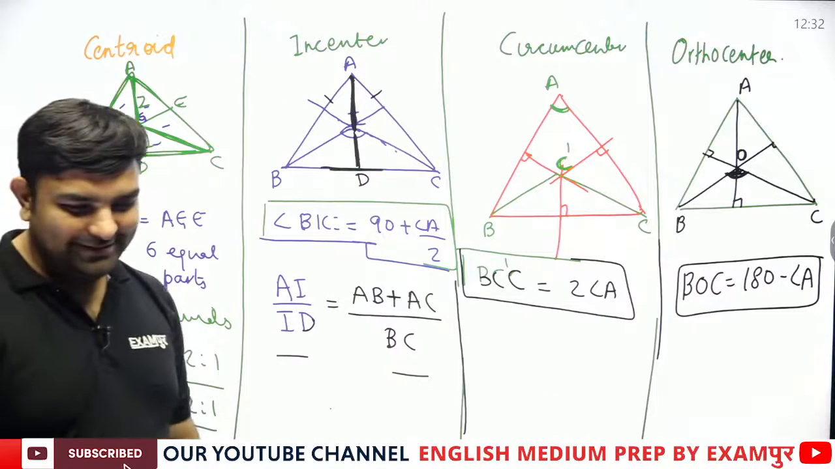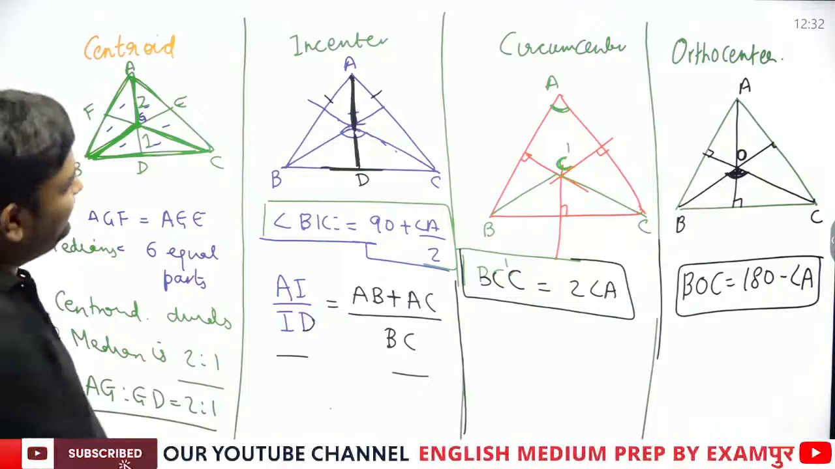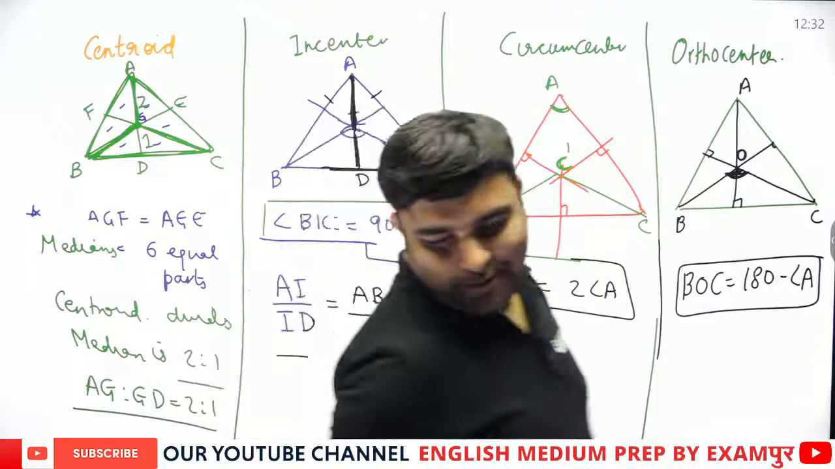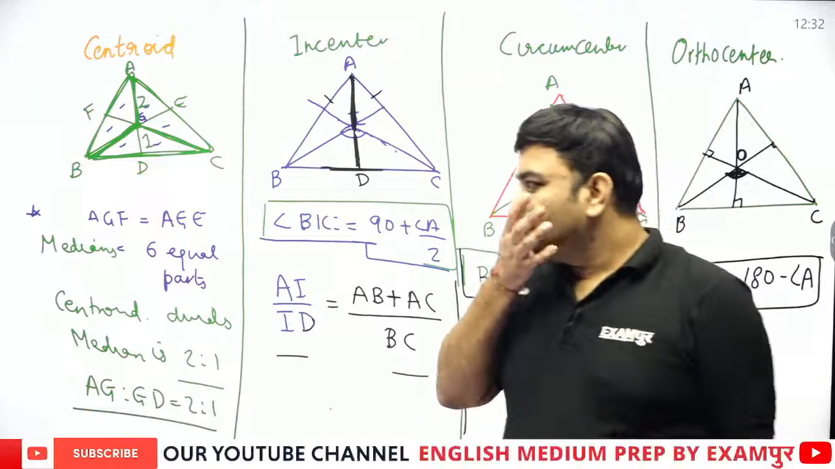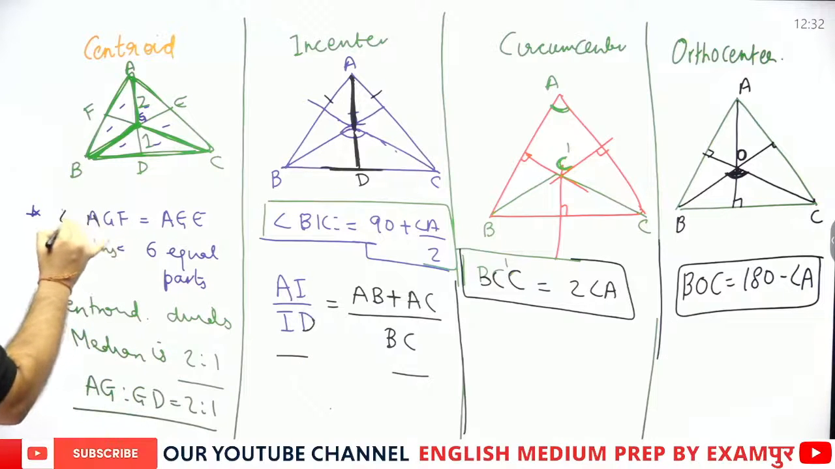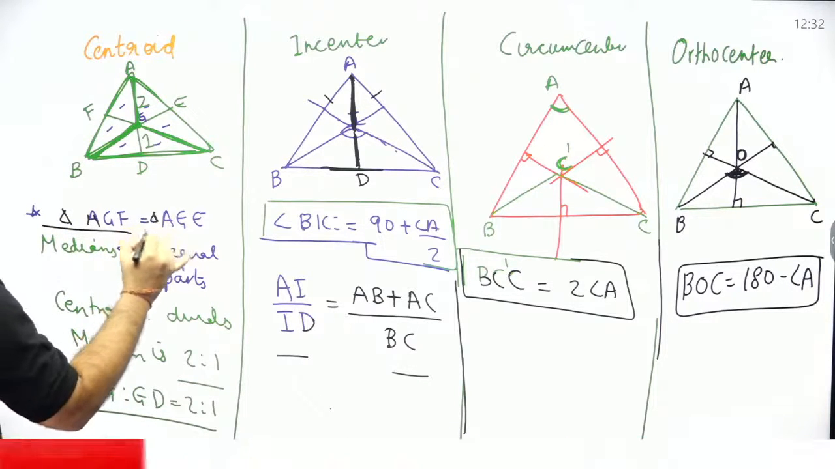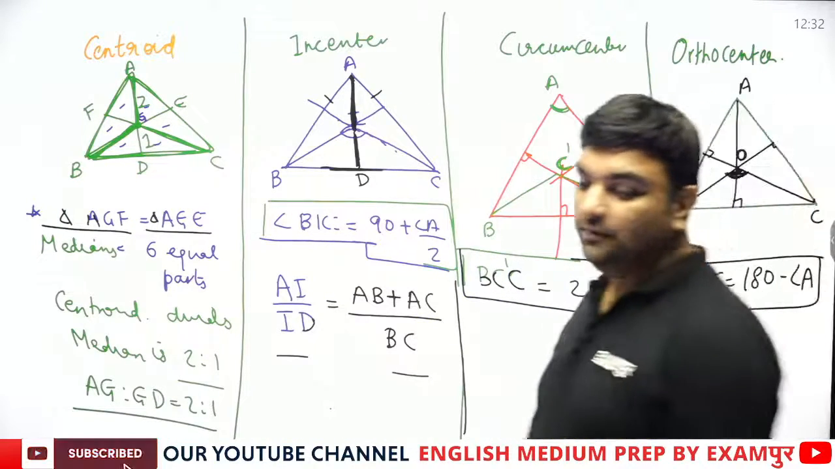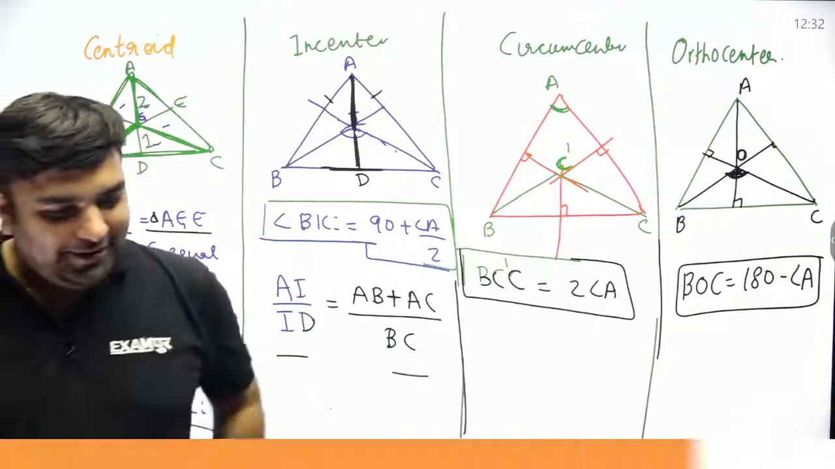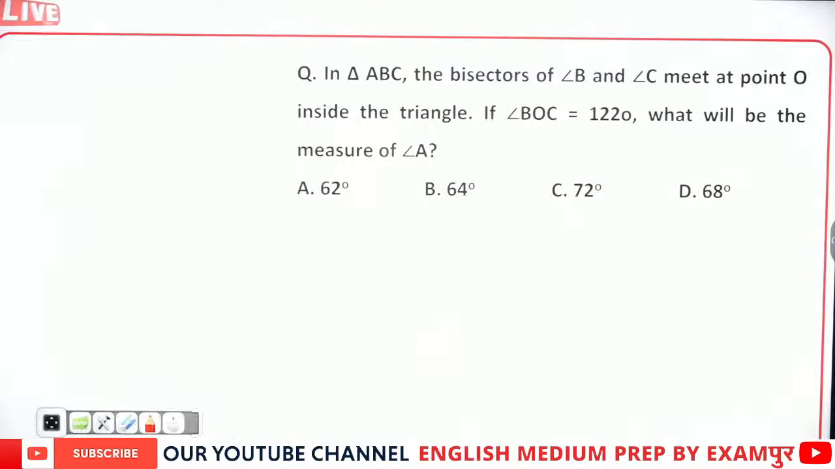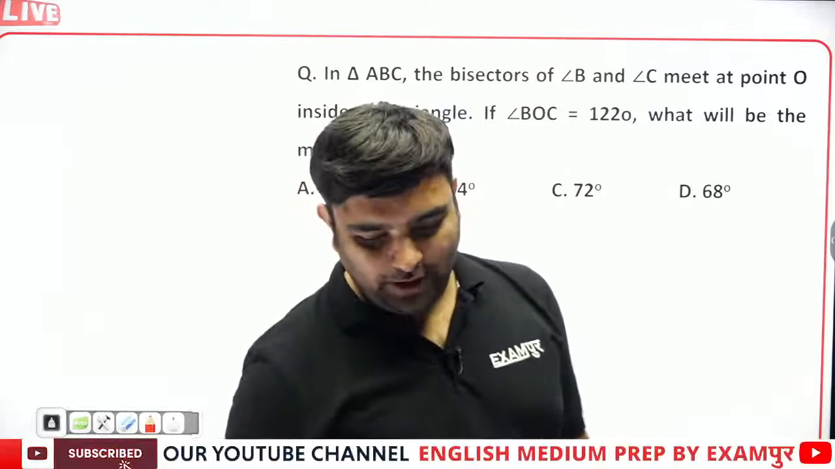Got it? Excenter also has 90 plus A by 2, but there is no space to write it. So three different centers, there can be three different answers. Let's do some questions now. All the very best.